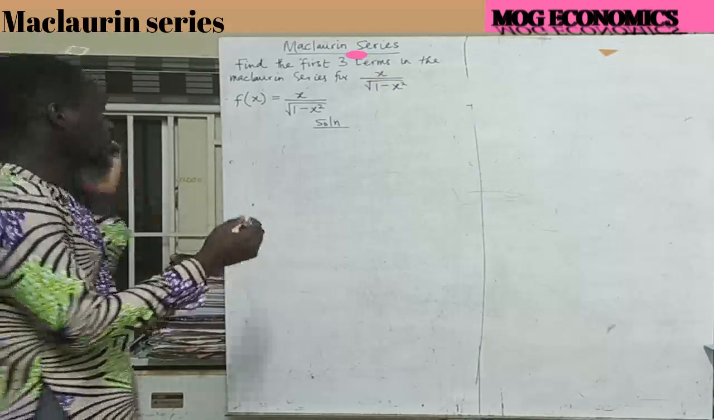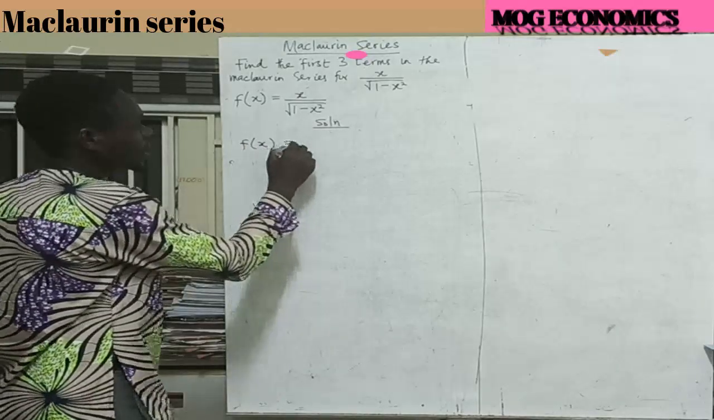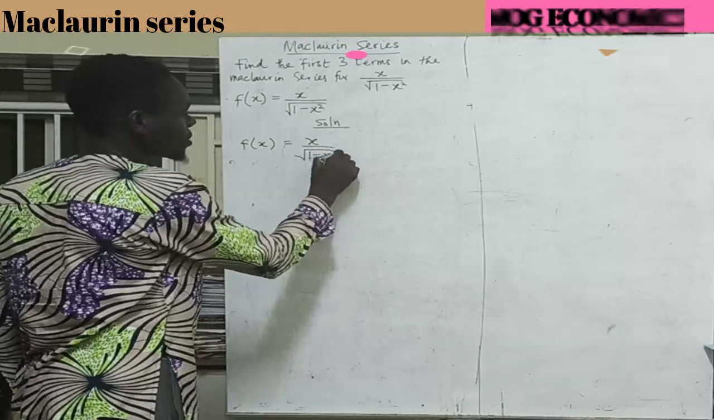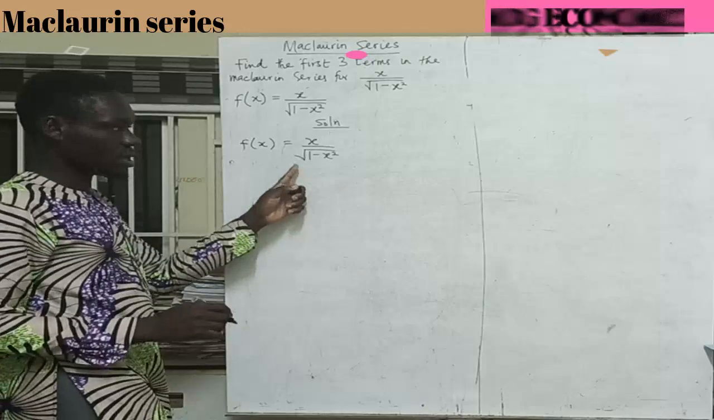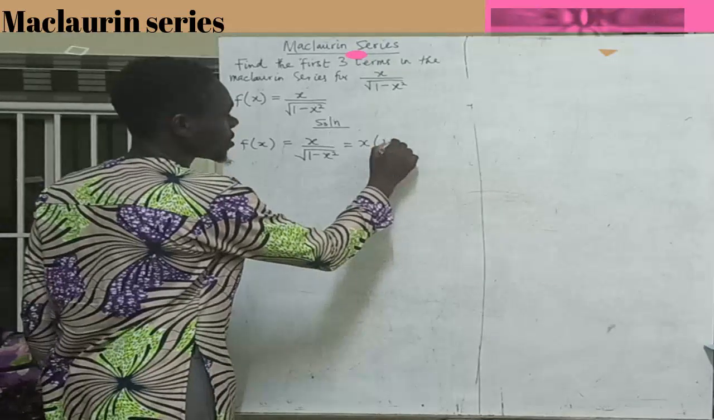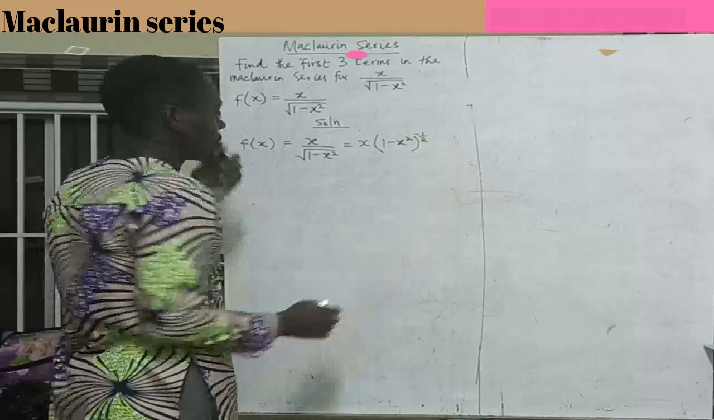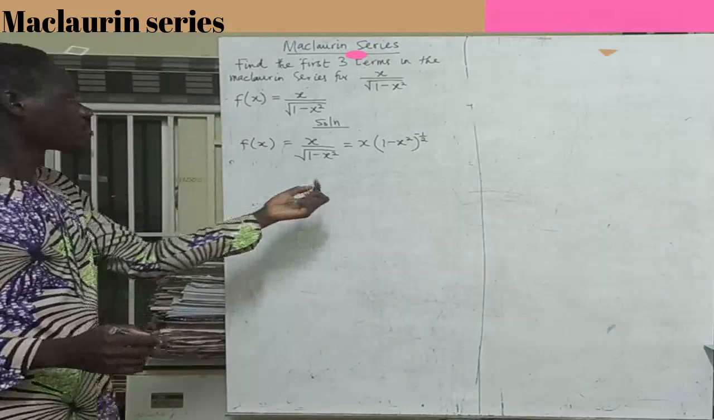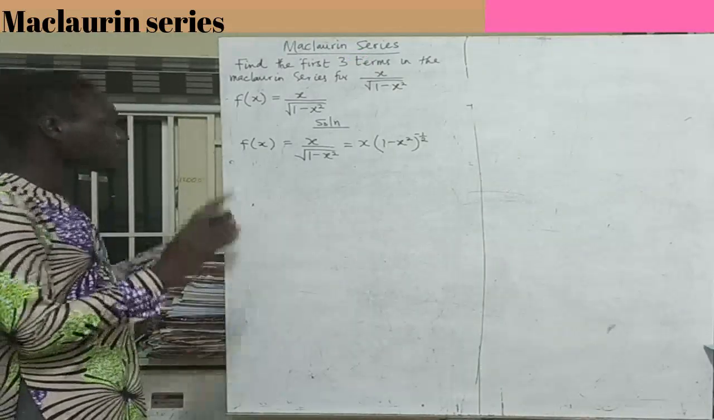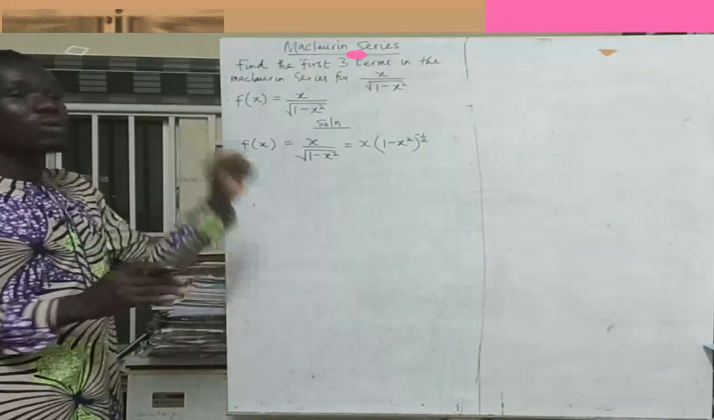So the question says, f of x equals x over the square root of 1 minus x squared. Now this can be written as this. So this is the product of two entities. And what do we mean by the three terms? The question says we have to find the first three terms in the Maclaurin series.